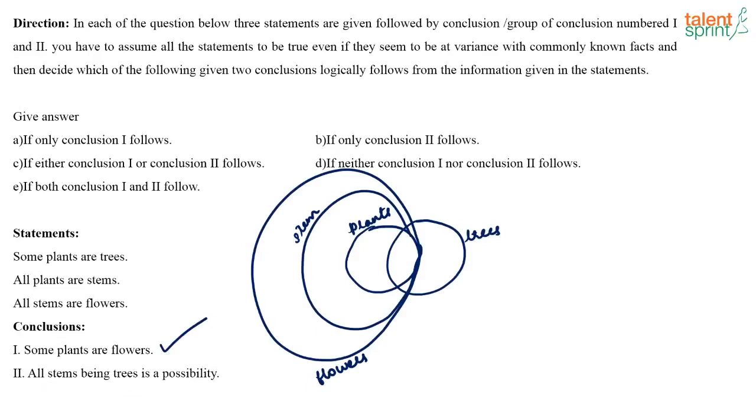Now look at the second conclusion. All stems being trees is a possibility. Yes, that's also possible, right? This tree set can be like this also. Here they have said some plants are trees, so it could have been like this also. So in that case, all stems being trees is a possibility. So both the conclusions follow here. The correct answer is both conclusion 1 and 2 follow.